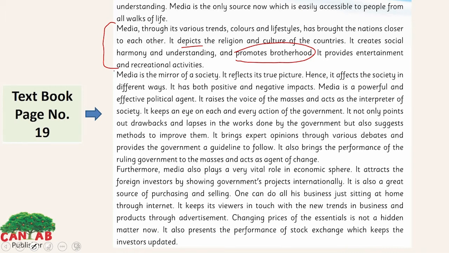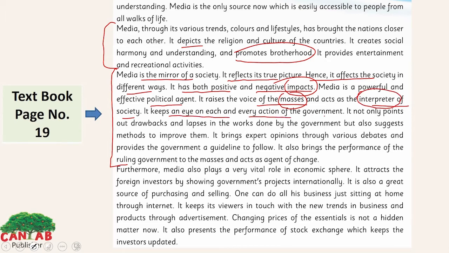Now look at this paragraph here. Media is the mirror of a society. It reflects its true picture, hence it affects the society in different ways. It has both positive and negative impacts. असरात, impacts कहते हैं असरात को. Media is a powerful and effective political agent. It raises the voice of the masses, कहते हैं लोगों को, and act as the interpreter of society. Interpreter, बताने वाला, दिखाने वाला.